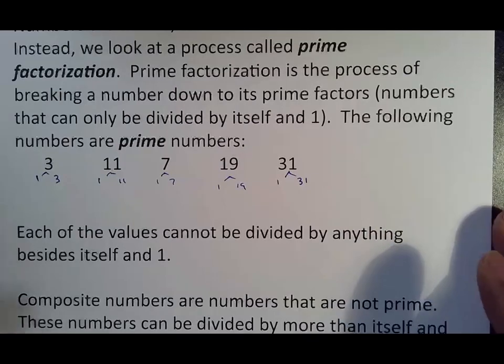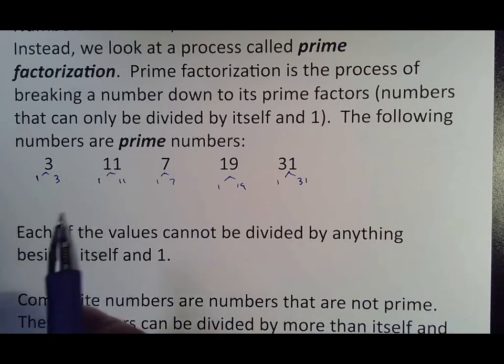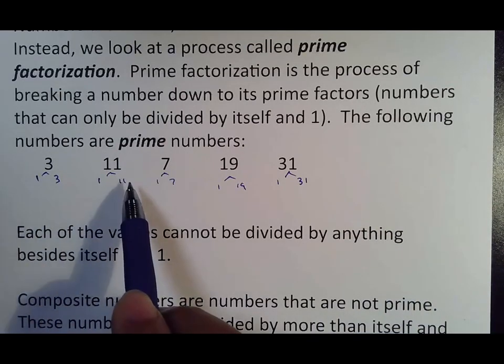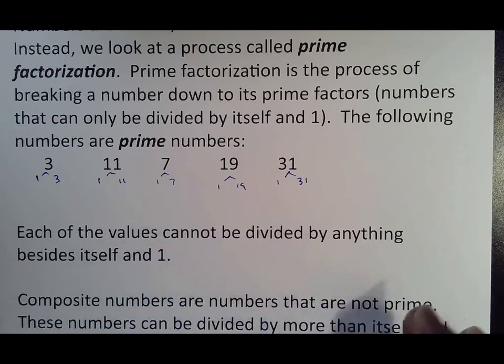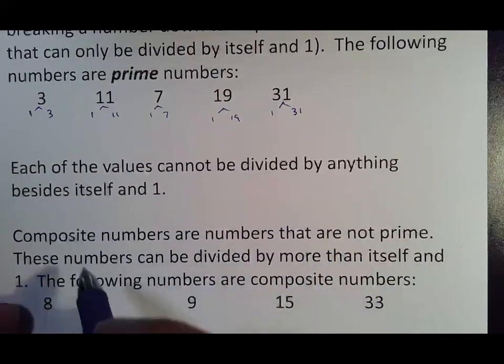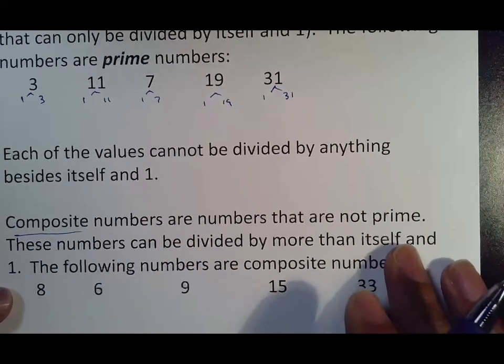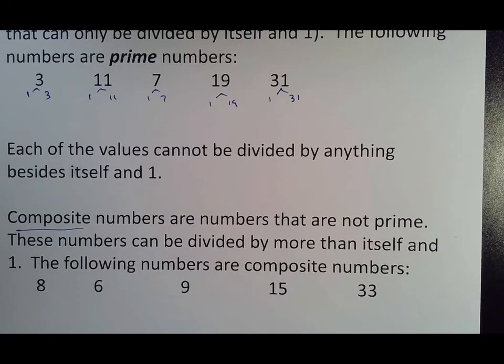Each of those values, again, cannot be divided by anything besides itself and 1. 3 is divided by 3 and 1. 11, because you're talking about 11 and 1. 7 can be divided by 7. 19 can be divided by 19. Another phrase you don't really need is composite numbers. Those are numbers that are not prime. Those can be divided by more than itself and 1.